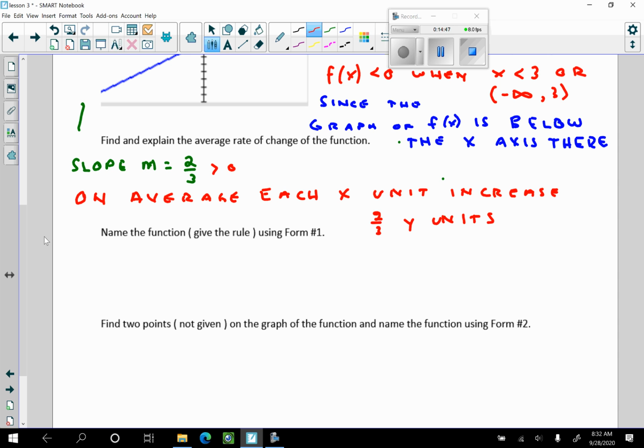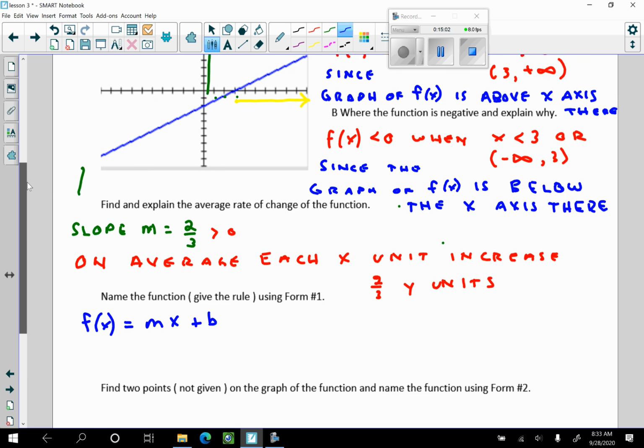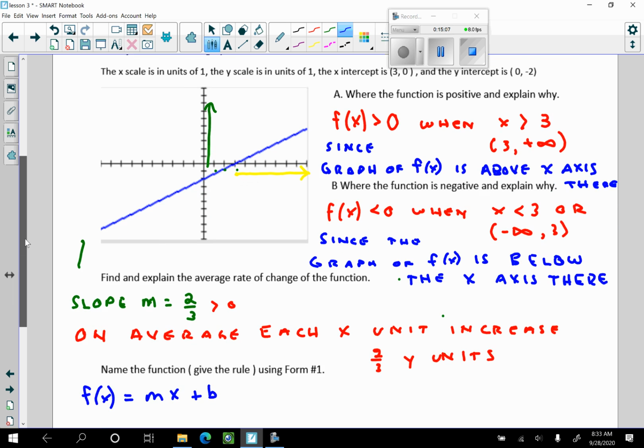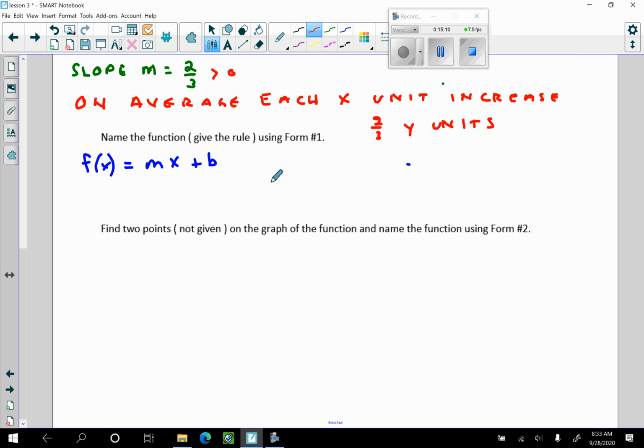Name the function, give the rule using form number 1. So form number 1 is simply the slope-intercept form. Form number one, I'm going to write it down, mx plus b. I know b from the graph, and I know m. So b is going to be right here, -2, and the slope is 2/3. So this is going to be an easy one to write. It's going to be 2/3 x plus -2. Or you can just write minus 2. Doesn't matter.